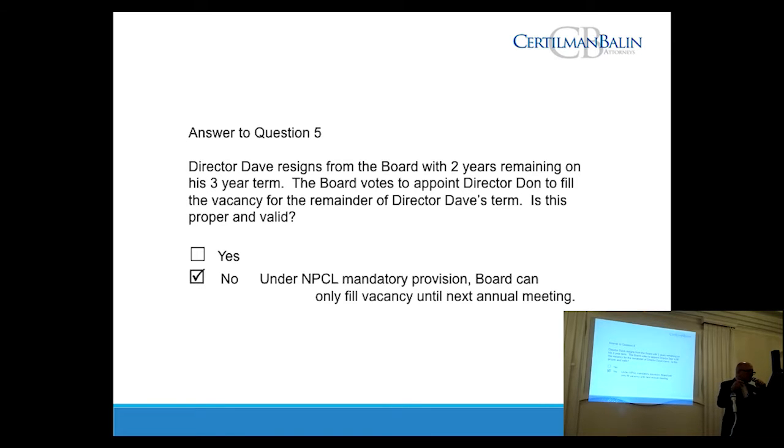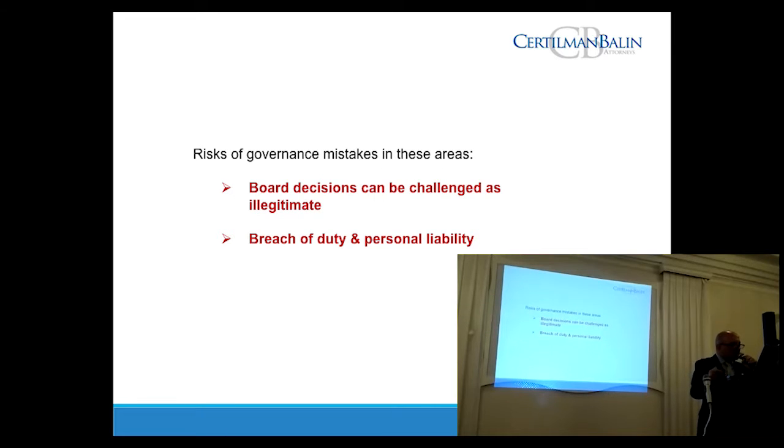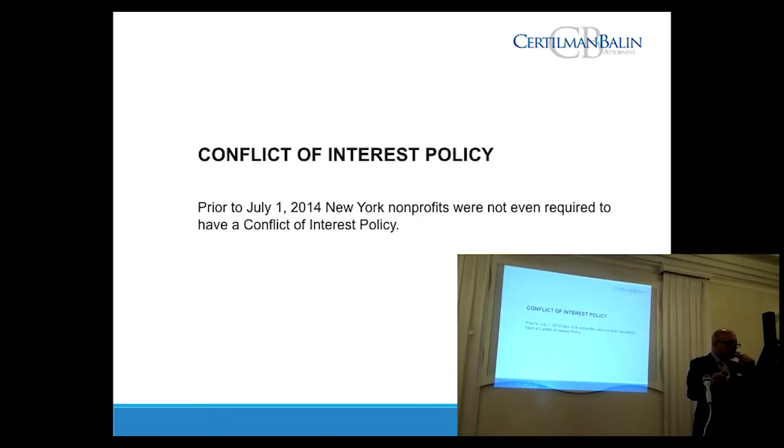So when you fill a vacancy beyond that, what you've done is call the composition of your board into question. And that can be used to delegitimize corporate actions that the board takes because the board isn't properly constituted. So what was Director Don, who's filling the vacancy, even doing there, because he wasn't properly on the board? So the risk of mistakes in these areas is that decisions can be challenged after the fact, and there can be potential personal liability to directors for improperly taking decisions.